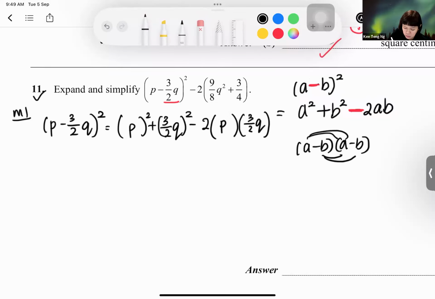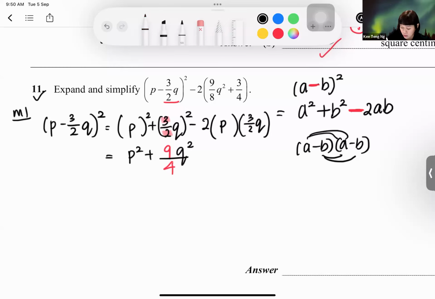So let's multiply this. The square over here, this will be P square. And for this one, remember to square the numbers as well. So this one will become 9 over 4 Q square.